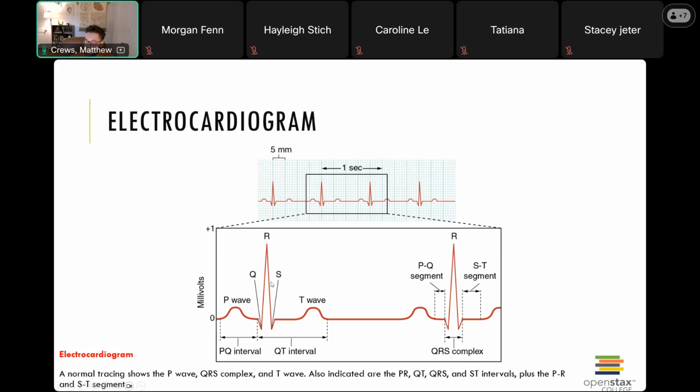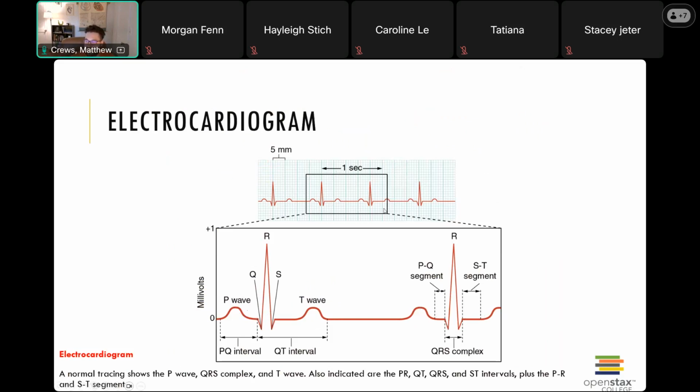Okay, so P wave, QRS, T wave. There's also segments. So the PQ segment, between the P and your Q wave, right? The QRS complex is this entire thing, and then the ST segment is right here. Sometimes you might see an elongated ST segment. If you see that, it means the ventricles are taking longer to repolarize, right?